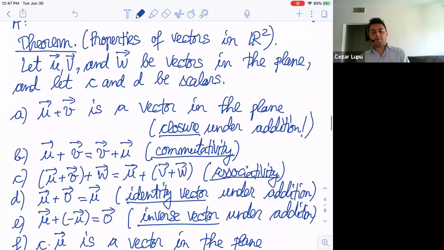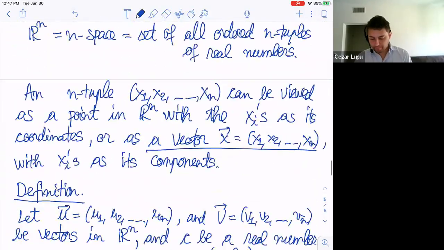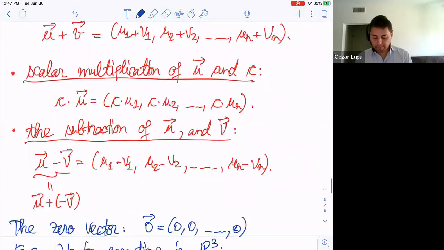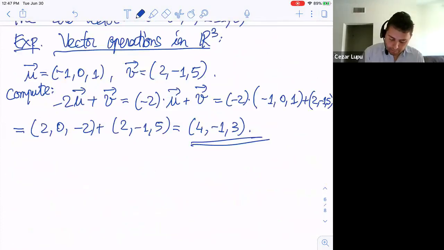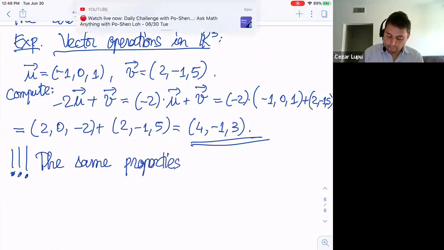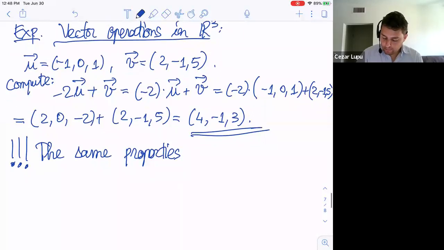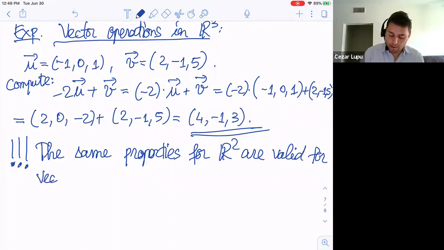So guess what? The same theorem will hold true for vectors in Rn. Because I don't want to write it again, this is very important. The same properties for R2 are valid for vectors in Rn.